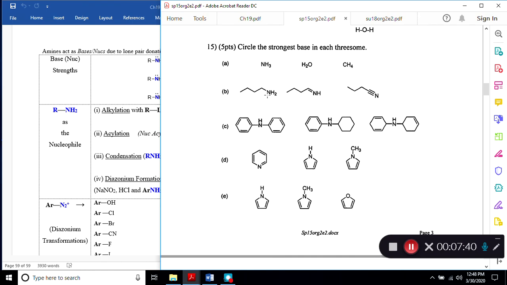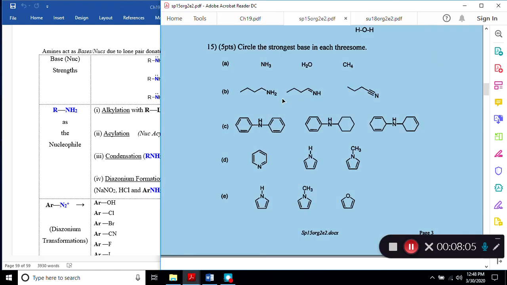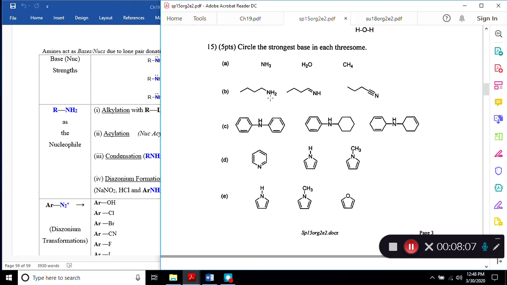Part B, nitrogen, nitrogen, nitrogen. Each of those nitrogens has a lone pair. None of those nitrogens have lone pairs that are conjugated, so this is then a hybridization effect. So sp3 nitrogen versus sp2 nitrogen versus sp. Your summary chart tells you that the sp3 hybridized nitrogen is most basic, so this would be the answer.